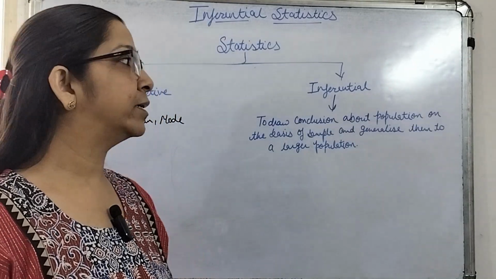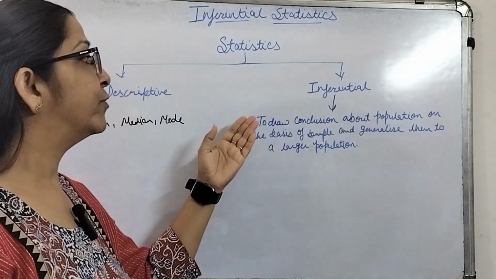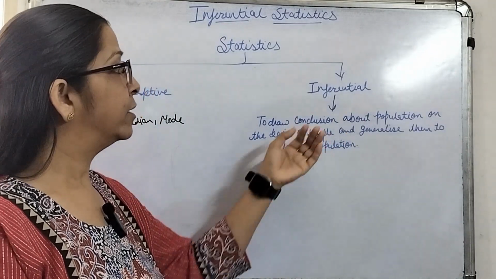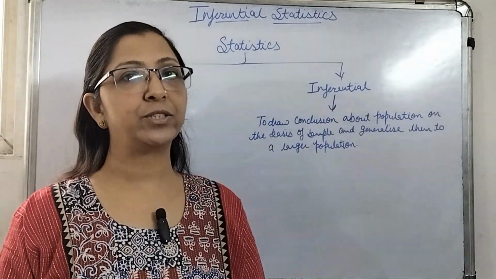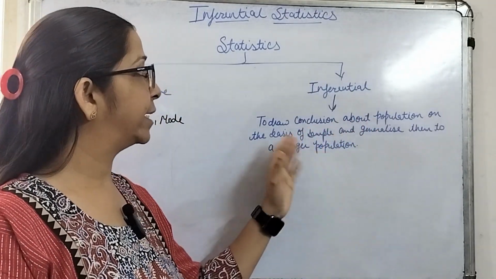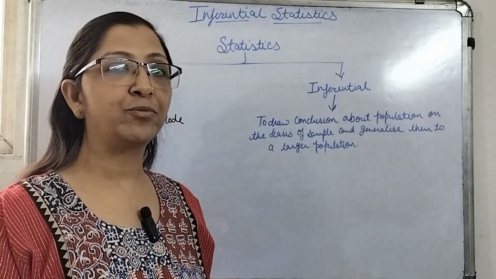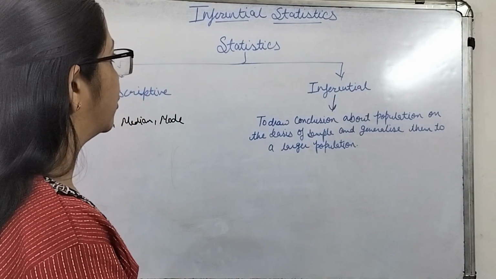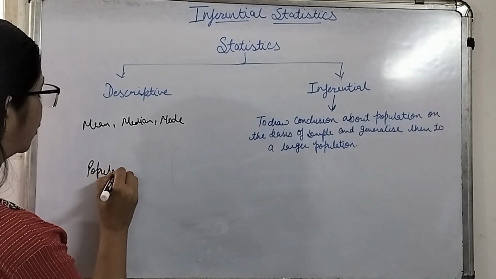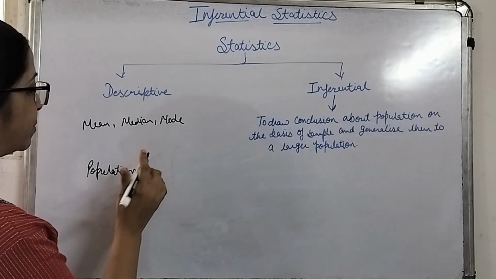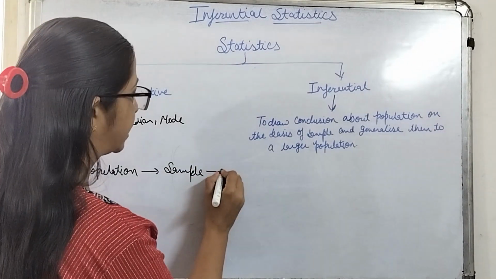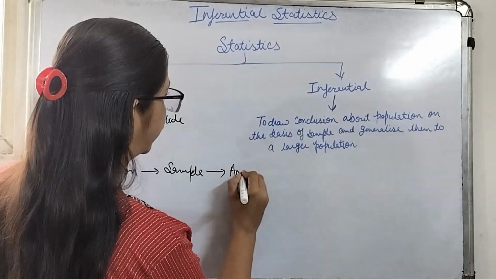So, what we do under inferential statistics is we draw conclusions about the population on the basis of a sample, and then we generalize them to a larger population. Now, what population is, what sample is, how we are analyzing it, all that we will be learning under this video. What we are doing under inferential statistics is, first of all, we are talking about population, that means a big group. From this big group, we are taking out the sample. Then whatever sample we have taken, we are analyzing it.